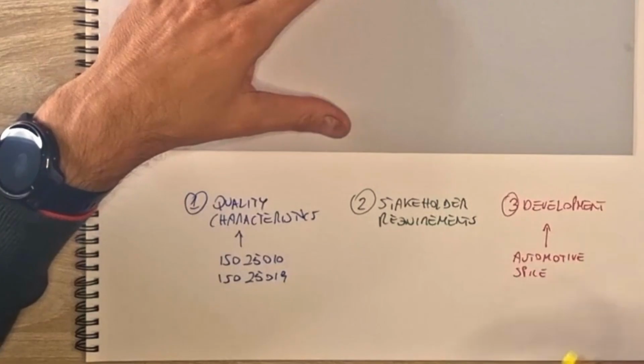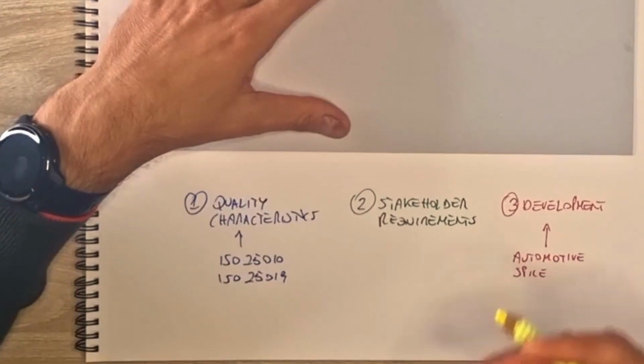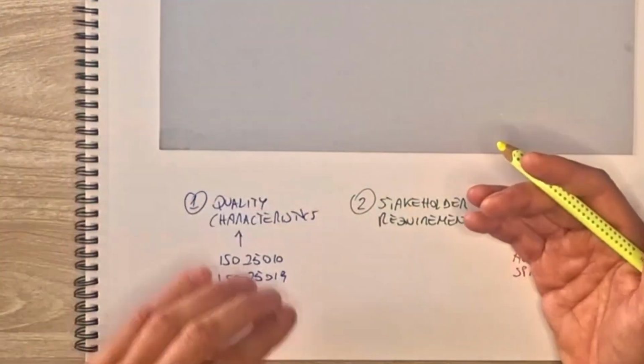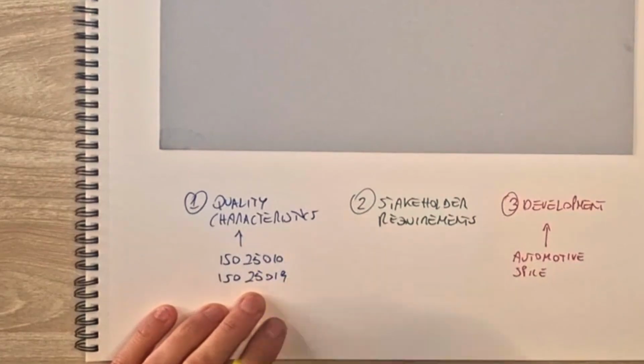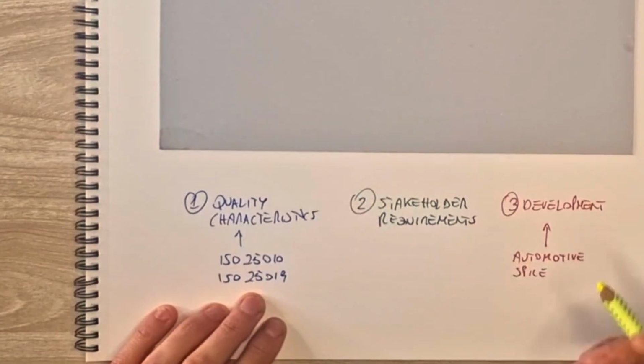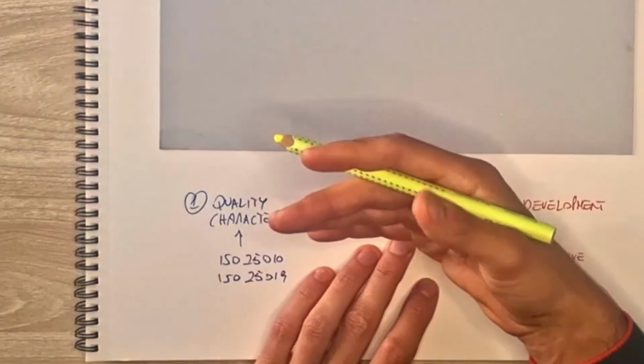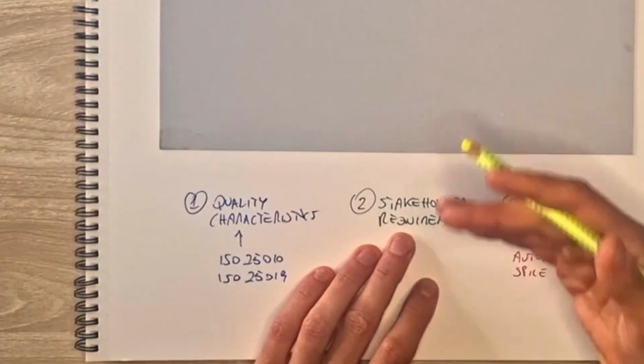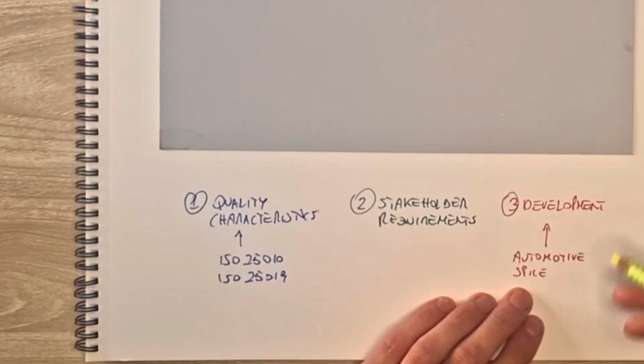Now, let's put all the pieces of the puzzle together. When you start developing a product, the first step is to decide which quality characteristics apply to your software for both product quality and quality in use. The ISO 25010 and the ISO 25019 might support you. From these characteristics, you derive stakeholder requirements for software quality. These requirements then guide your entire development process.